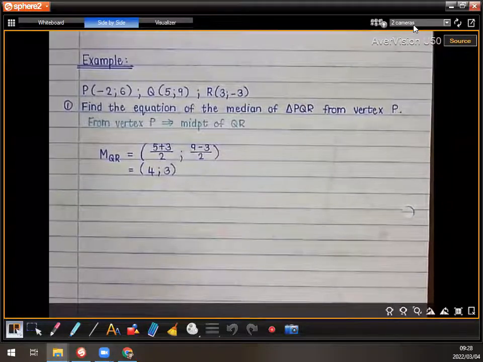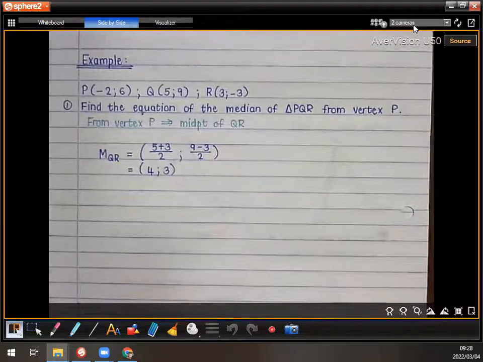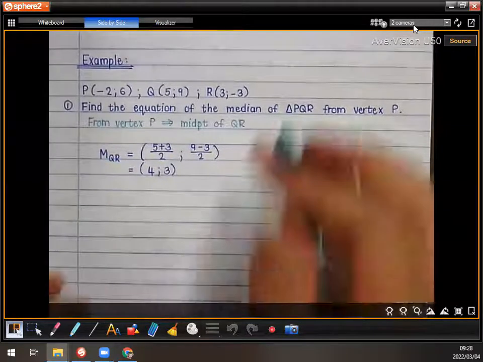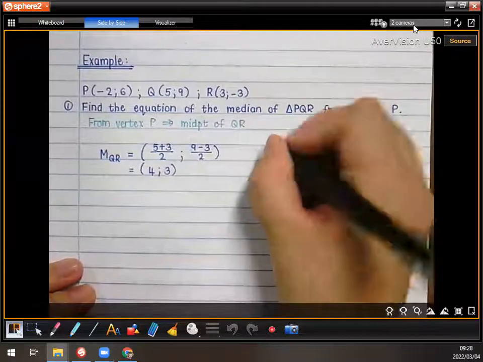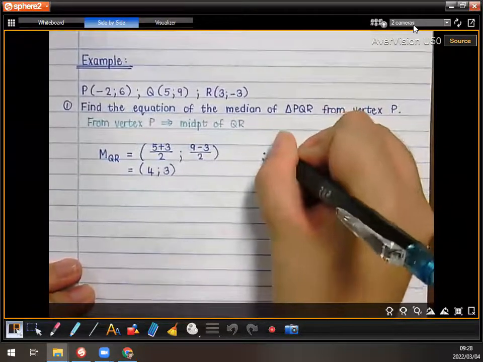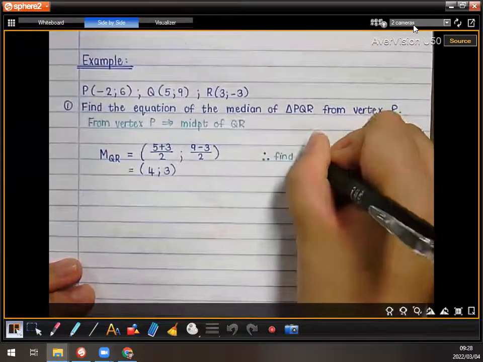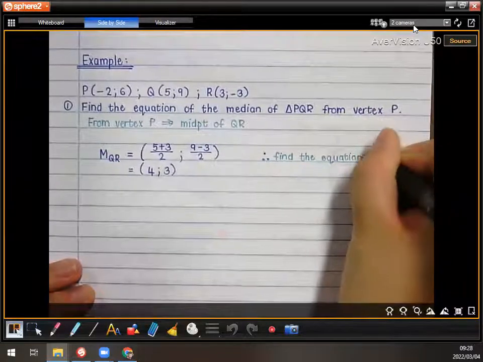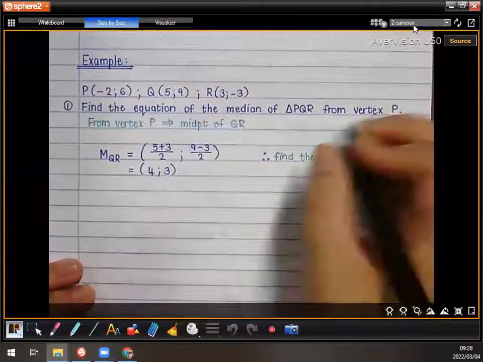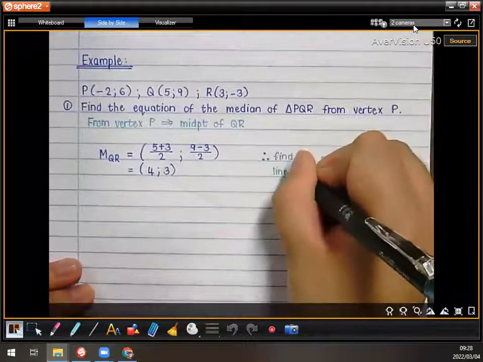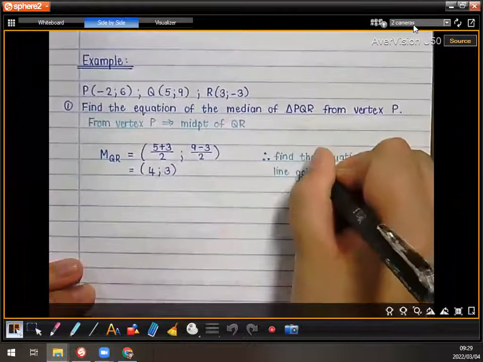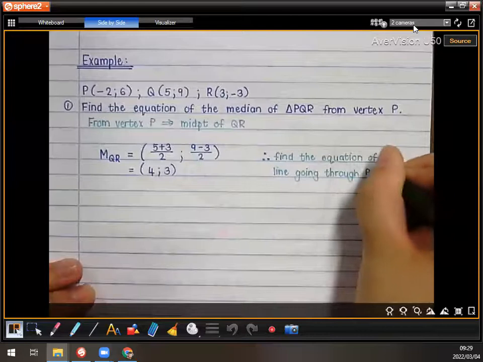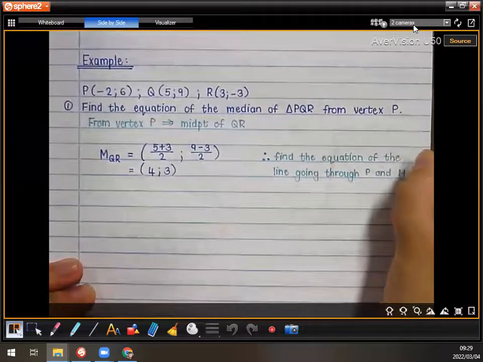Okay, so we're going to be working with that point and P. Those are the only 2 points on the line that we're trying to find. Okay, so I'm going to write it on the side. Therefore, basically what we're doing is we are going to find the equation of the line going through P and midpoint of QR.